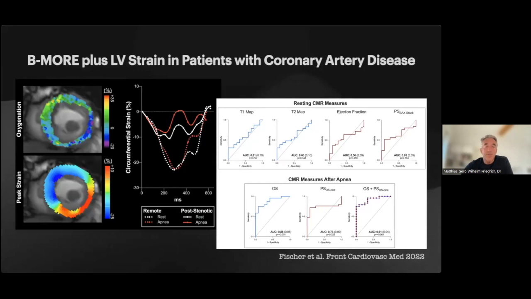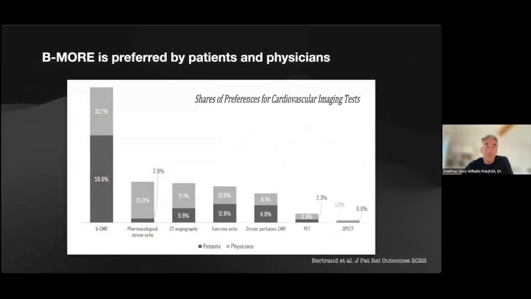So a very efficient 3-minute test, which is also preferred by doctors and patients, as we could show in this study published last year, where both referring physicians and patients had a preference for this test, because of the convenience and also safety issues and cost issues.